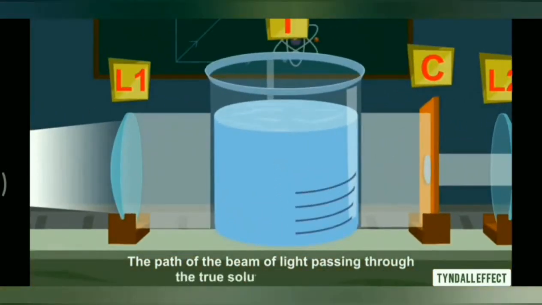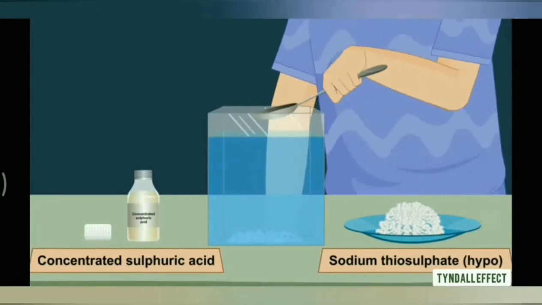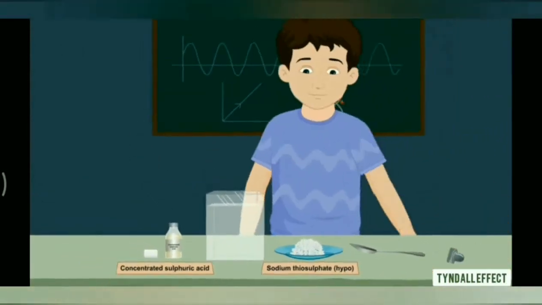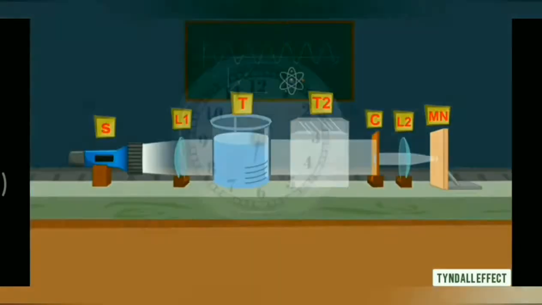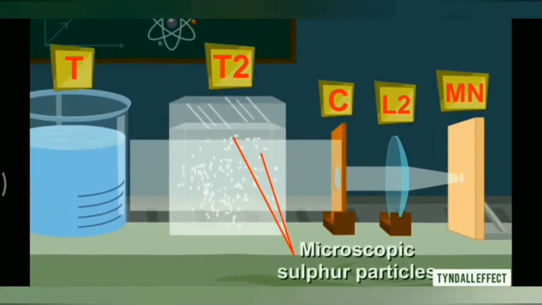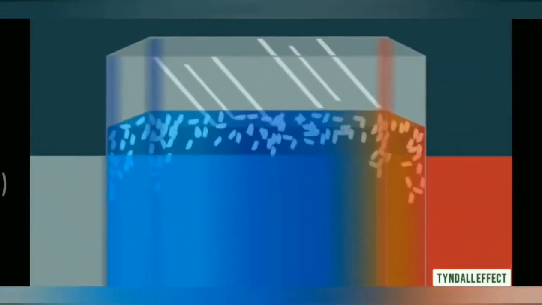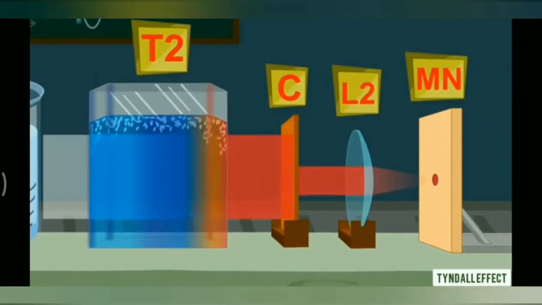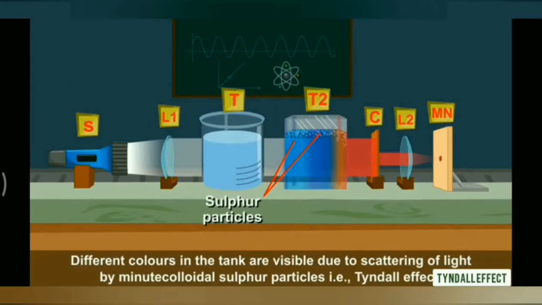The path of the beam of light passing through the true solution is not visible. Now dissolve about 200 gram of sodium thiosulfate, hypo, in about 2 liters of clean water taken in the tank. Add about 1 to 2 milliliters of concentrated H2SO4 to the water. Let's see what we observe. We will find that fine microscopic sulfur particles precipitate in about 2 to 3 minutes. As the sulfur particles begin to form, you can observe the blue light from three sides of the glass tank. This is due to the scattering of short wavelengths by minute colloidal sulfur particles. Observe the color of the transmitted light from the fourth side of the glass tank facing the circular hole. It is interesting to observe at first the orange-red color and then bright crimson-red color on the screen.